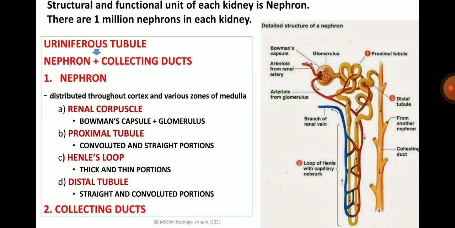So this slide will show you the various regions of the nephron along with the collecting ducts, which together form the uriniferous tubules. The diagrammatic representation of the nephron is very clearly seen. We can explain again in the same manner. The expanded portion of the nephron is called the Bowman's capsule, which continues as the proximal convoluted tubule, then the loop of Henle, distal convoluted tubule, which finally joins the collecting duct.